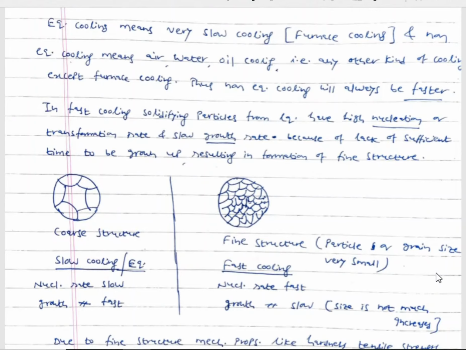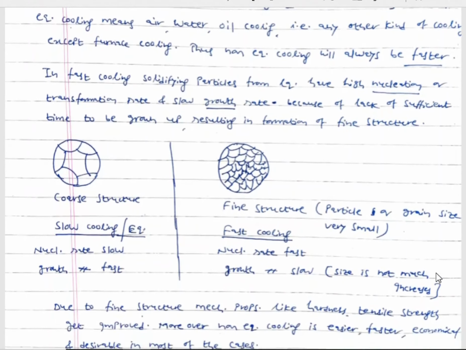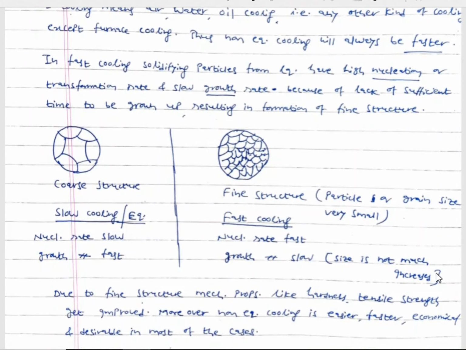Here the same thing has been mentioned. Coarse structure: nucleation rate or transformation rate slow and growth rate fast. Here nucleation rate fast, growth rate slow. Their size does not increase much. Now the effect of fine structure. Due to fine structure, mechanical properties like hardness and tensile strength get improved. Moreover, non-equilibrium cooling is easier, faster, economical and desirable in most of the cases.